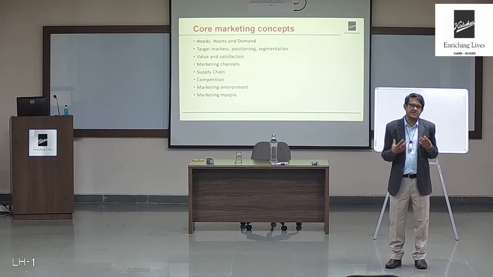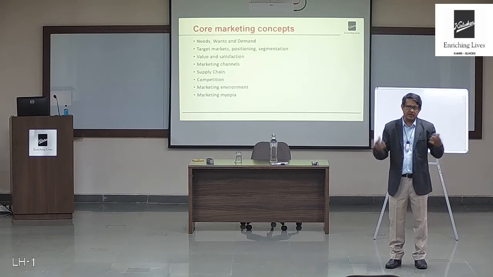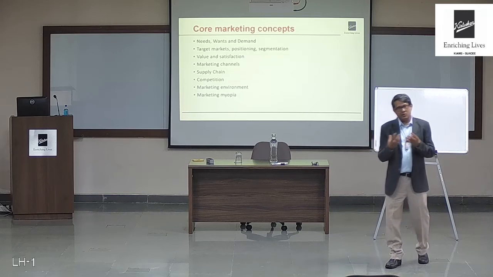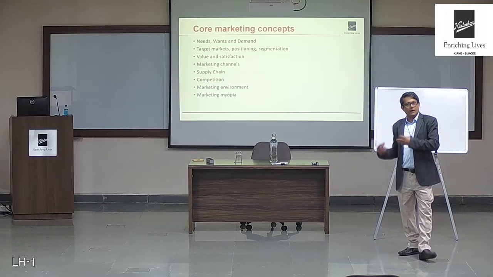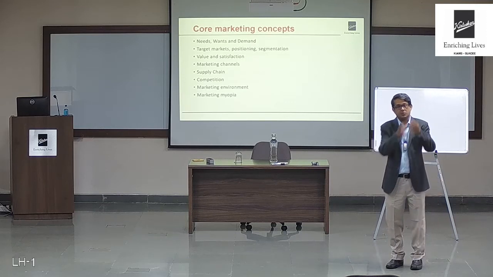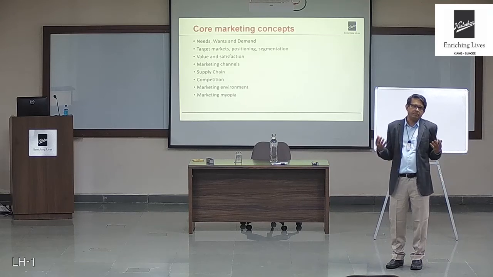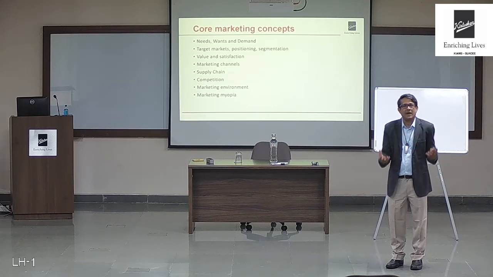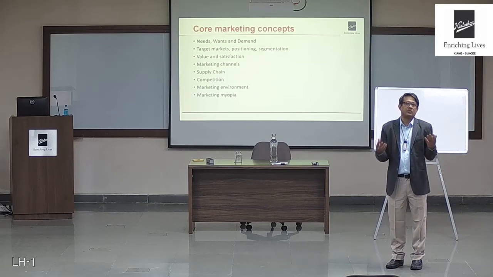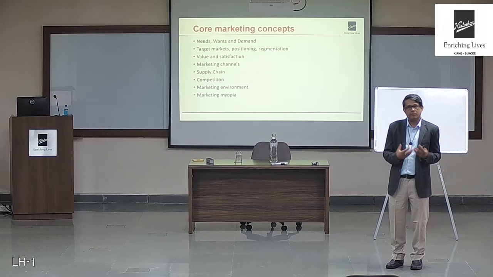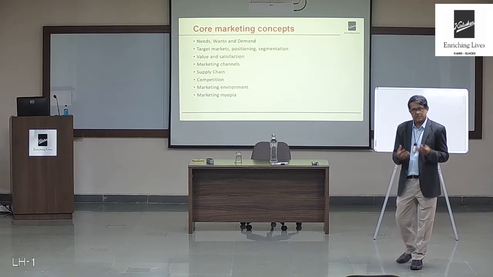So what happens is, when my need is directed to a specific thing which can meet my need, we call it a want. And then when the want is backed up by my ability to purchase, it becomes demand. So we need to understand, in a country of 1.3 billion, everybody would have a need, right? But then, is there a demand? That's what we have to find out. Do all the people in this country have the ability to pay to buy a particular product? That is what is important for us to understand.